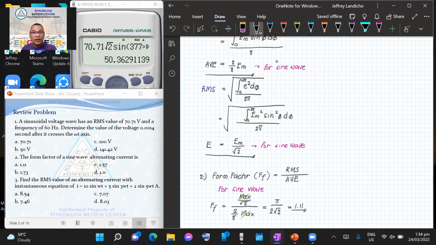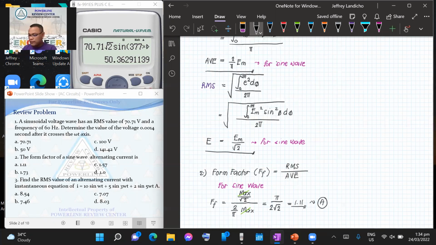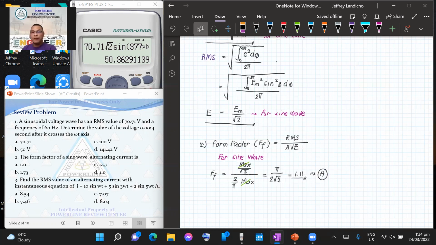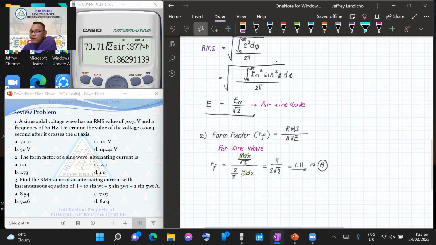Kapag ka naging triangular wave, square wave, okay? So tooth wave, circular wave, iba-iba ang kanilang form factor. So anong letter ito? So that is arriba. Okay? That is the formula for your form factor. So usually form factor, parang kinuha lang natin yung conversion factor between the RMS and average value for any corresponding alternating quantity. So general formula, RMS over average value.